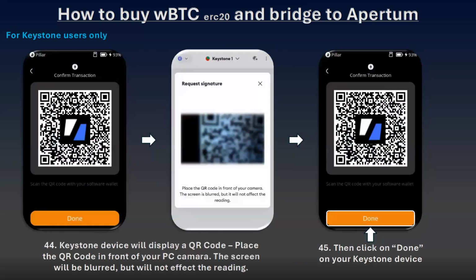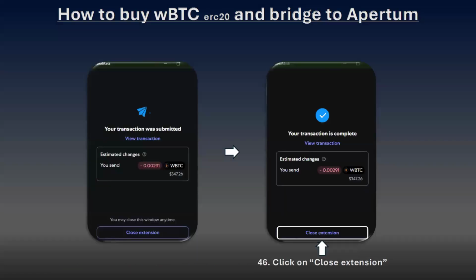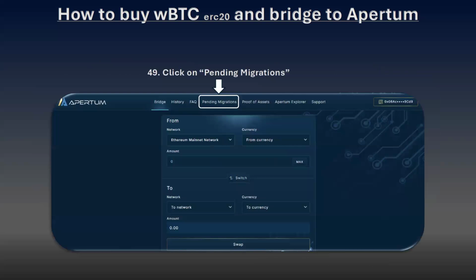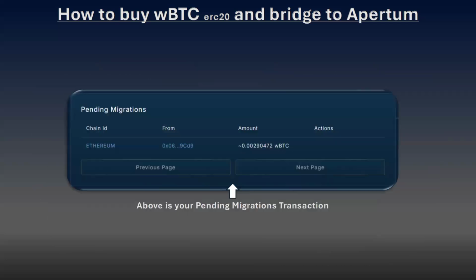Okay, that feels like the core action is done then. The wBTC is officially on its journey. Pretty much. You'll likely click Close Extension again. You might get an option like View Transaction Details. Clicking that usually takes you to a block explorer where you can watch the transaction progress, which can be reassuring. Yeah, good to track it. Then you can just click Close. Back in the DAO1 dashboard, you should see your transaction listed under something like Pending Migrations. It's now in the bridge's hands.